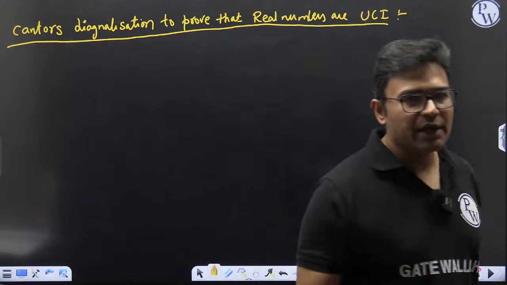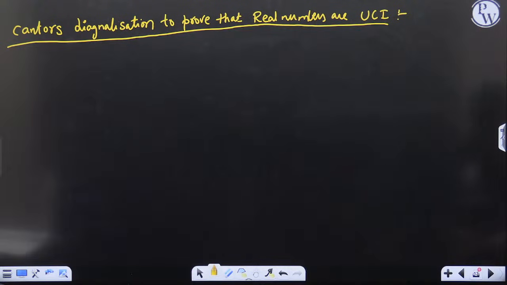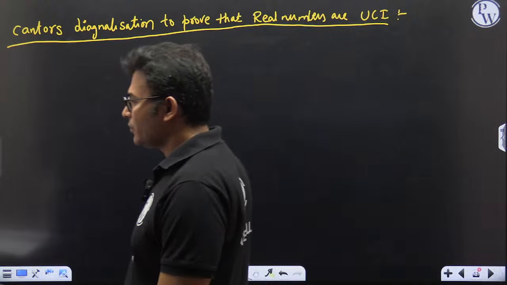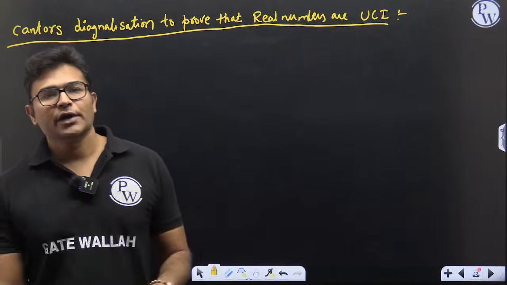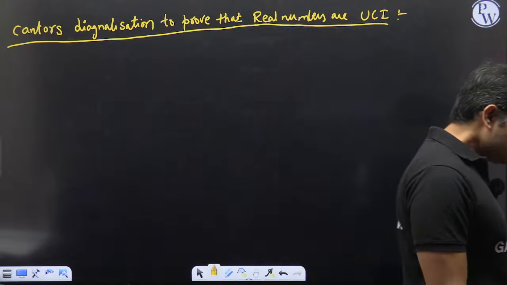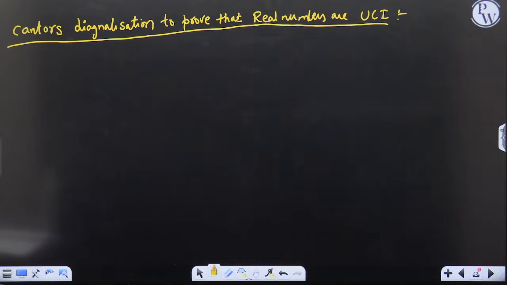So let us play a game. Now the game is, you say that real numbers are countably infinite, and I will say that real numbers are uncountably infinite. That is the game, okay?